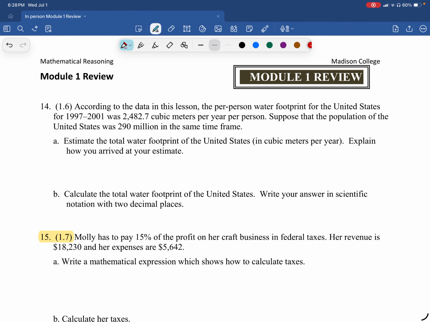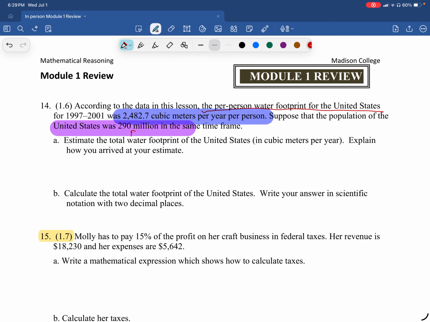Right, part 2. According to the data in the lesson, the per person water footprint of the United States was 2,482.7 cubic meters per year per person. Suppose the population of the United States was 209 million people. Estimate the total water footprint of the United States in cubic meters per year. Explain how you arrived at it.